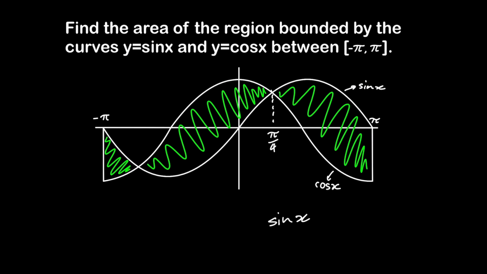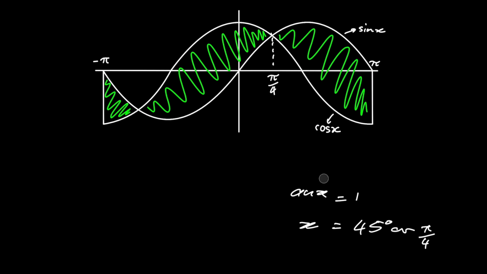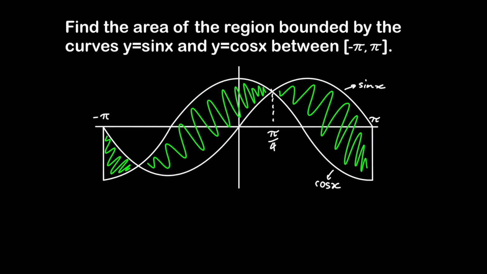So the point is where sine of x is equal to cosine of x. So that's the same as saying where sine of x divided by cosine of x is equal to 1. And that's the same as saying where tan of x is equal to 1. And that's where x is equal to 45 degrees or pi by 4 radians. Okay, so therefore we know that it's pi by 4.